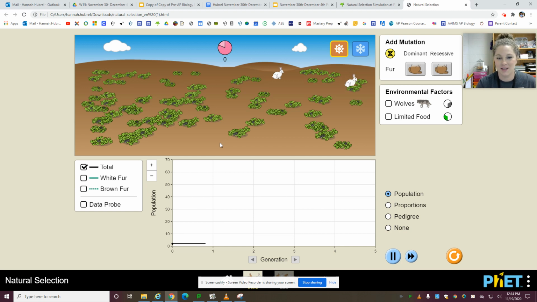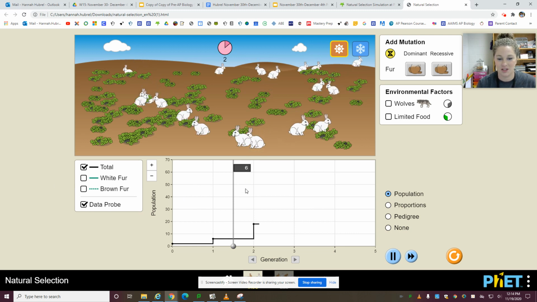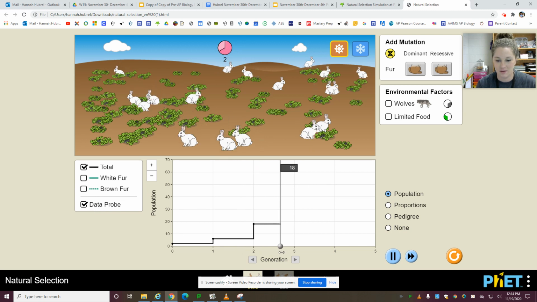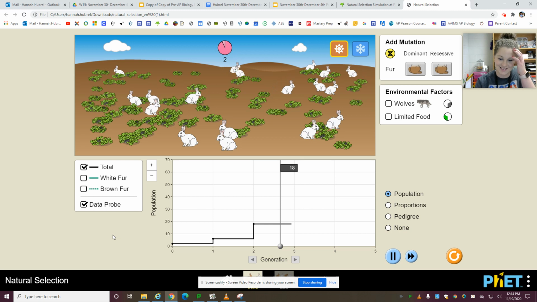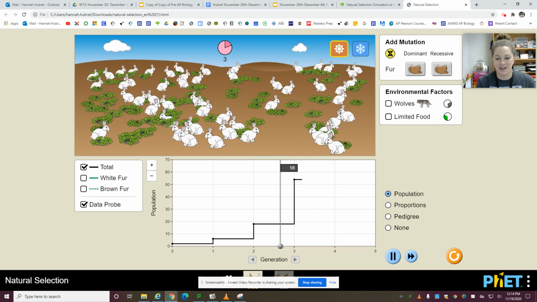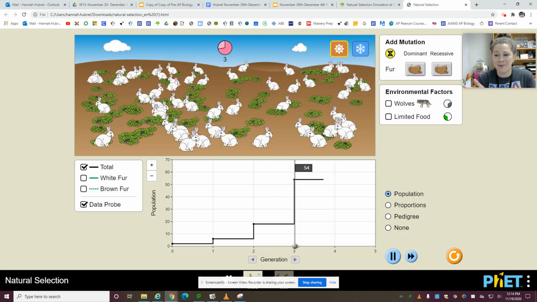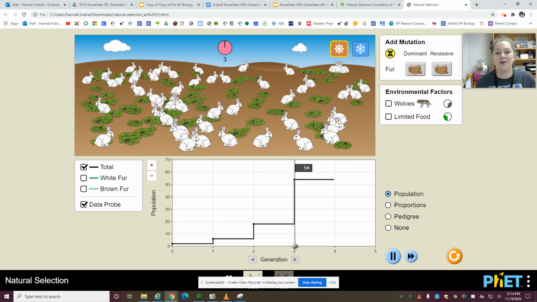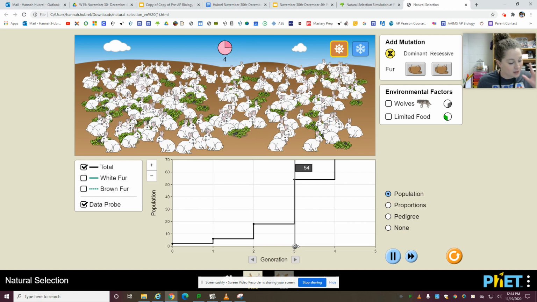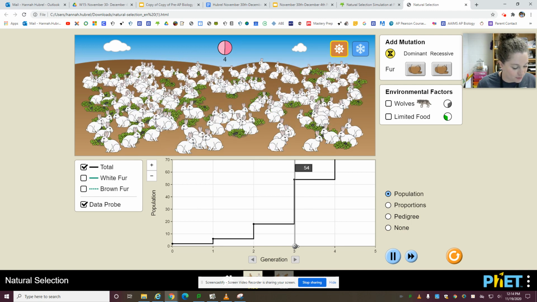If you'll notice, this is like the cycles. How many do we have now? We have 6. If I hit this data probe, it's telling me that there are 6. Now this next generation, we have 18. Now this next generation, we have 54. Nothing's happening to them. They're just having more and more and more babies. So many babies. All right, what happens when you add food as a selection?